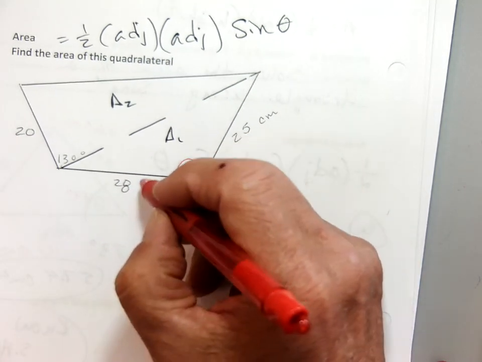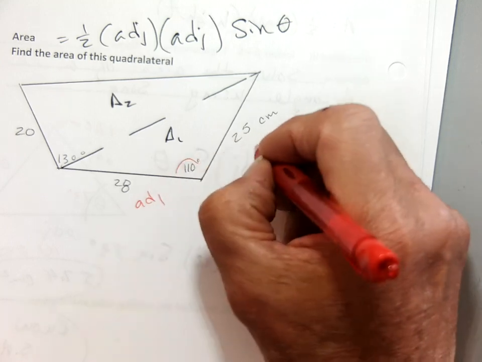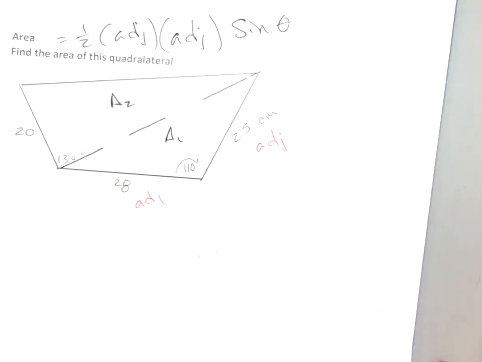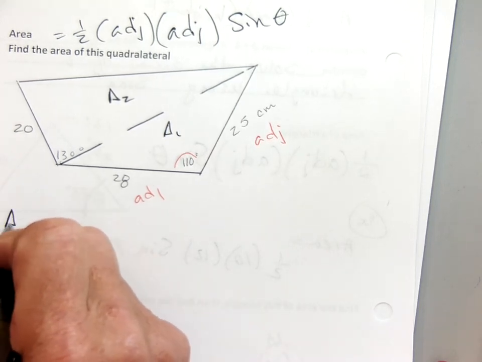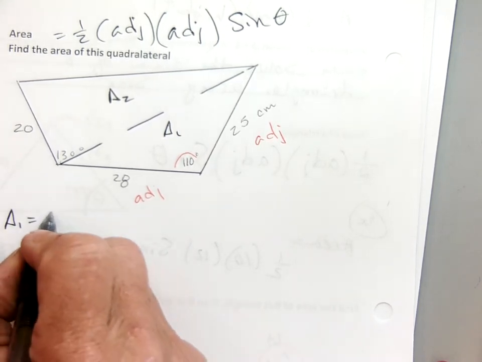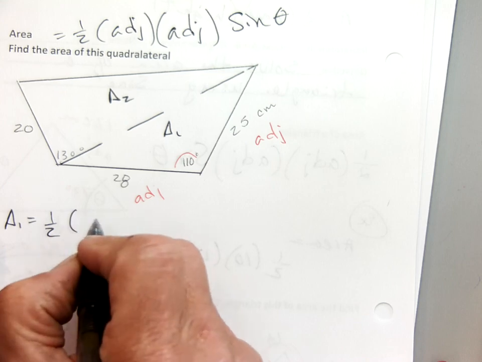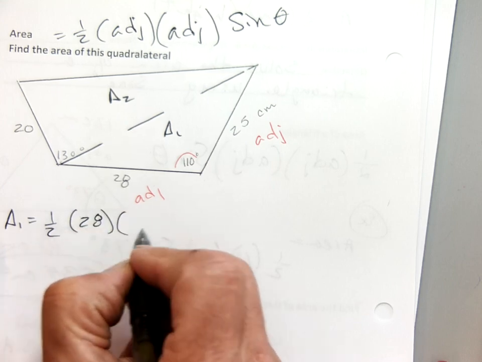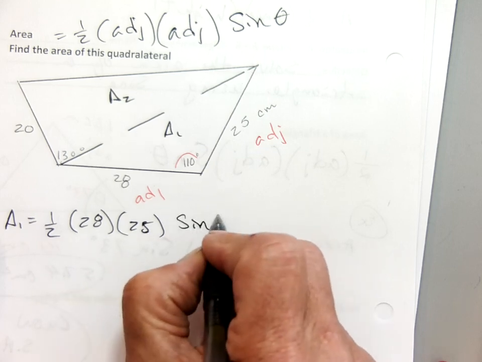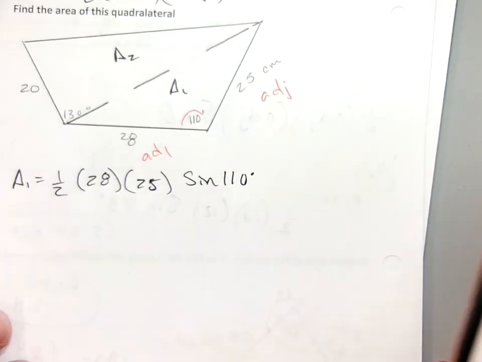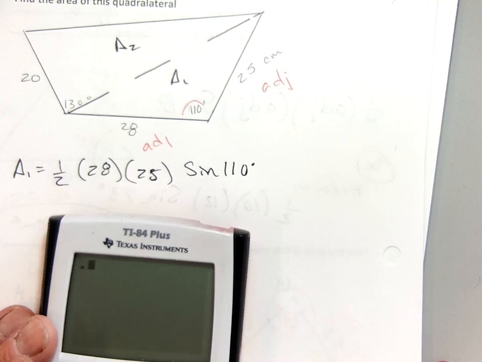So I've got an angle, I've got my adjacent side, I have my other adjacent side. That's going to work. I have side, angle, side. So, okay, we got work to do. So triangle 1 is going to equal 1/2 my adjacent side, which is my 28, times my other adjacent side, which is my 25, times the sine of 110 degrees. Okay, so I'm going to do that: 0.5 times 28 times 25 times the sine of 110.